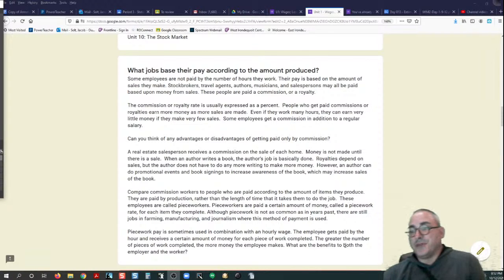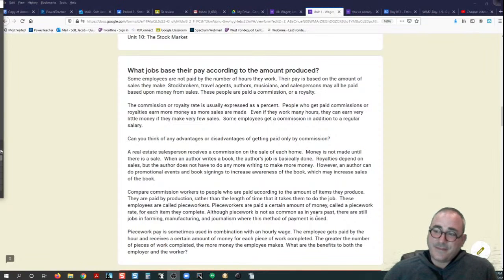What are the benefits to both the employer and the worker? All right, let's think about this. What are the benefits of piecework rate to the employer and the employee? Well, for the employee, there is the potential, if you can produce a lot fast, to make extra money, right? If you're a farm worker and you're getting paid by the bushel of cucumbers you pick, and you can pick a lot of cucumbers per day, you can potentially get paid a lot more money than someone else who's a little bit slower, who can't work as hard.